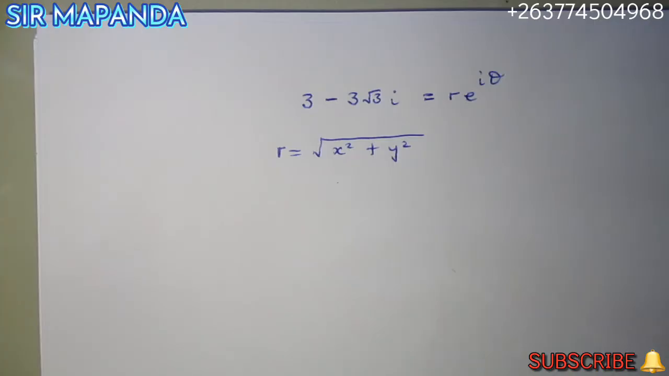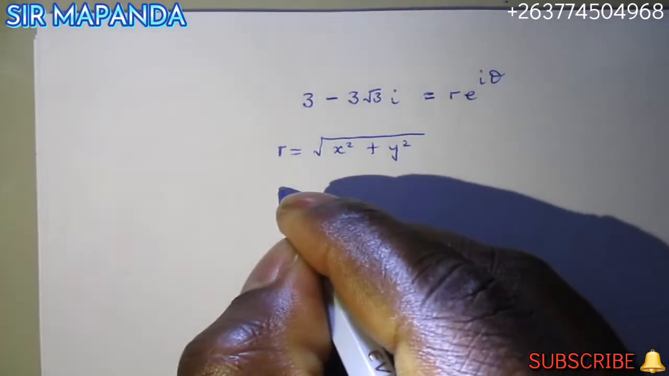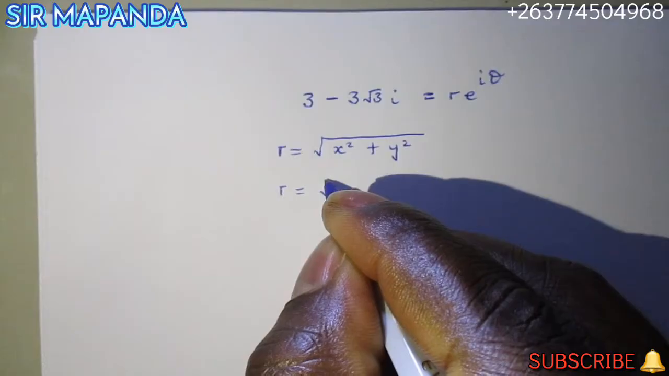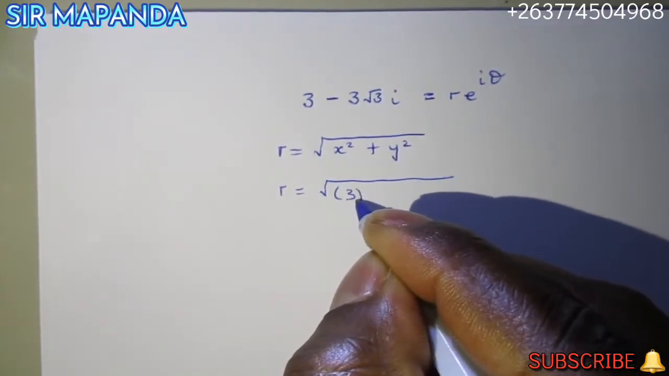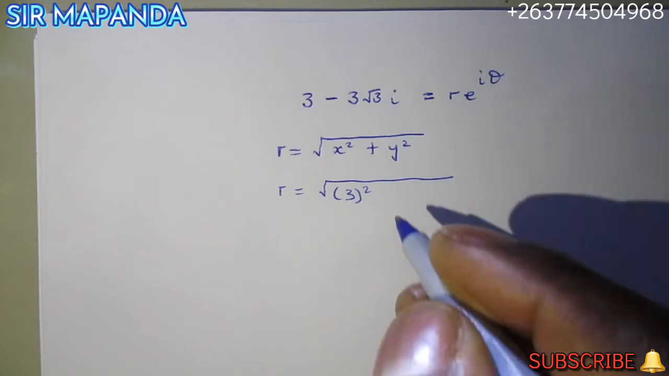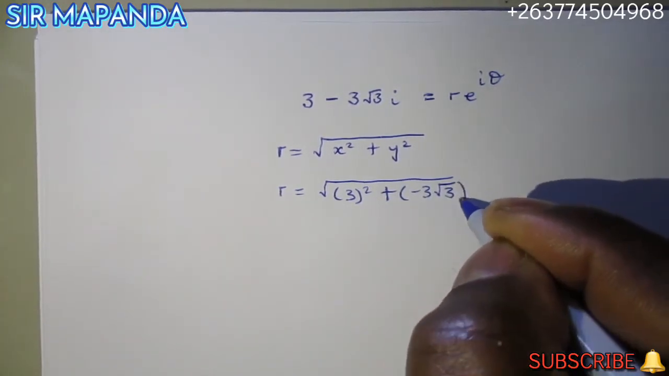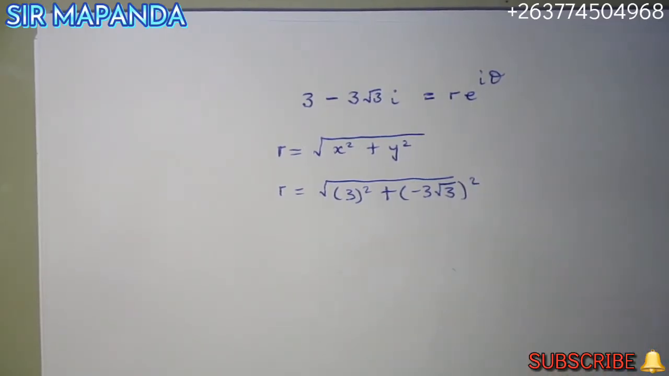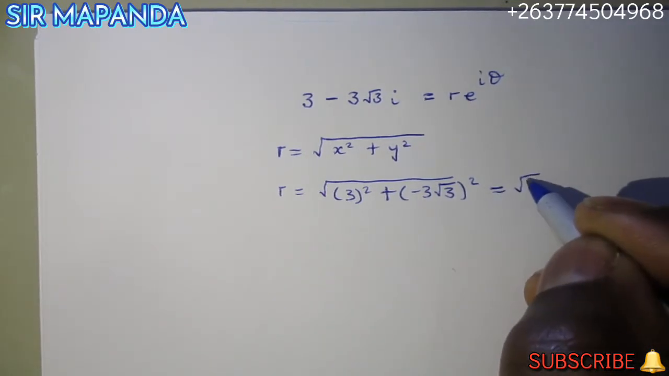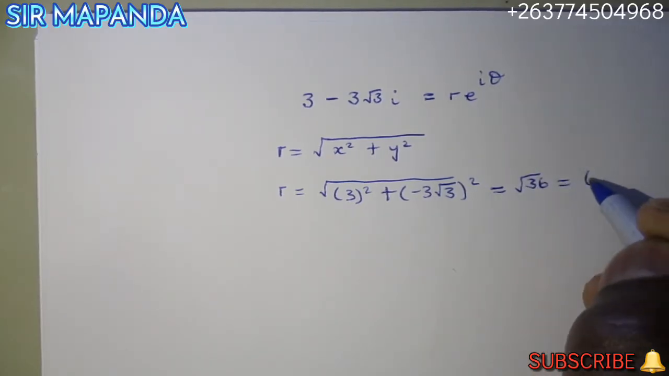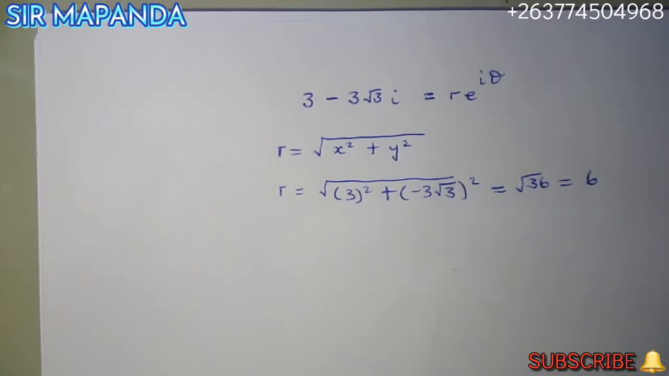So the real part of the complex number is 3. And the imaginary part of the complex number is minus 3 root 3. So let us substitute accordingly. Right, so I'm going to get 3 squared here. I hope you are following class. Plus minus 3 root 3 squared, something like this. Right, so if you punch this in your calculator, you get 36. So this is equivalent to square root of 36, which is 6, and this is the value of r. I hope you are following.